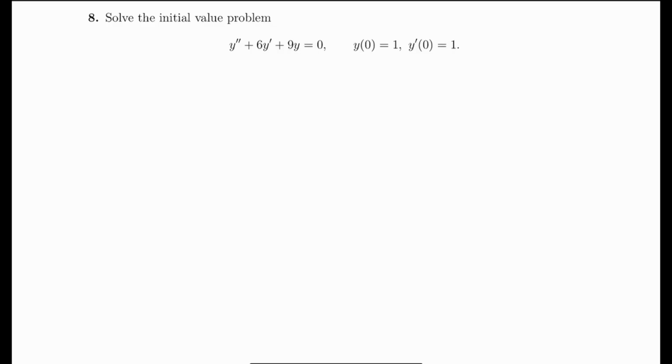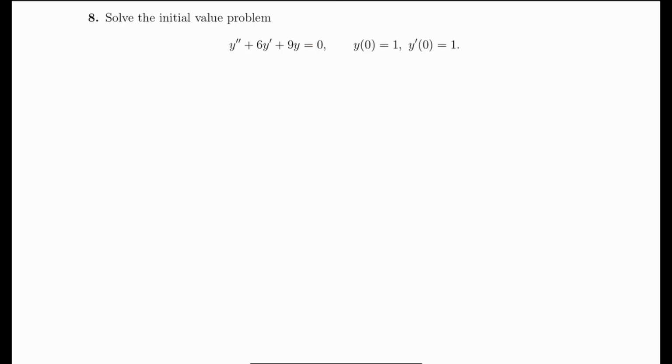Question 8 is our first free response question. We are given an initial value problem. This differential equation here is a linear homogeneous differential equation. We know that because the right-hand side equals 0, and all of the linear terms in terms of y double prime, y prime, and just y are on the left-hand side.